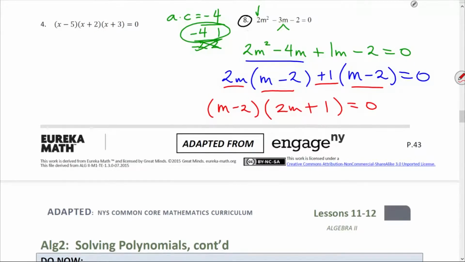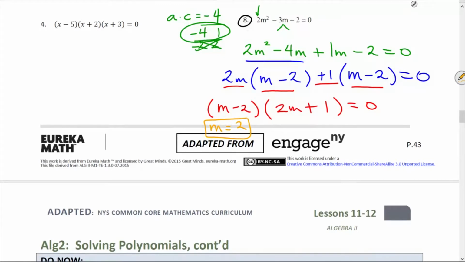Okay, so just all the way from an equation, I factor it, and then I have factors equal to 0, and then I use the zero product property to set each of the factors equal to 0. Okay, so what number minus 2 is 0? Well, 2 minus 2 is 0, so m equals 2 must be one of my solutions to this equation.